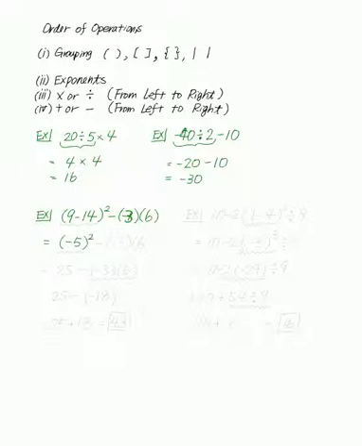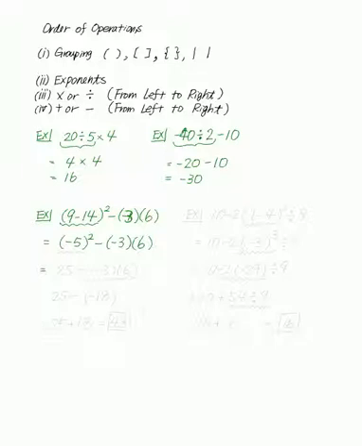Everything else, I'm going to rewrite: minus negative 3, times 6. Notice I'm doing one operation per line. Skipping steps, my students always make mistakes if they try to skip steps, so one step at a time.